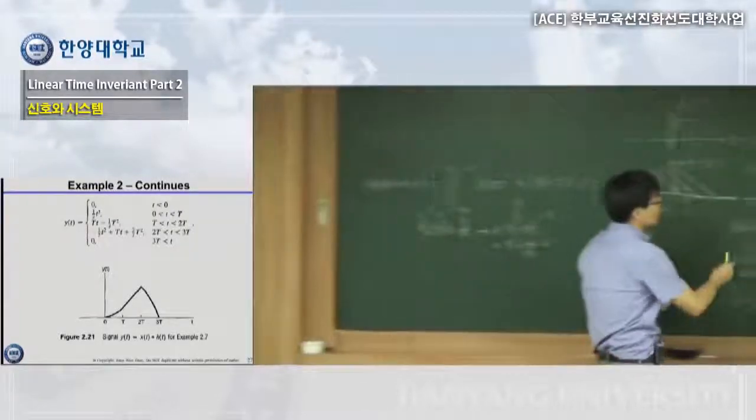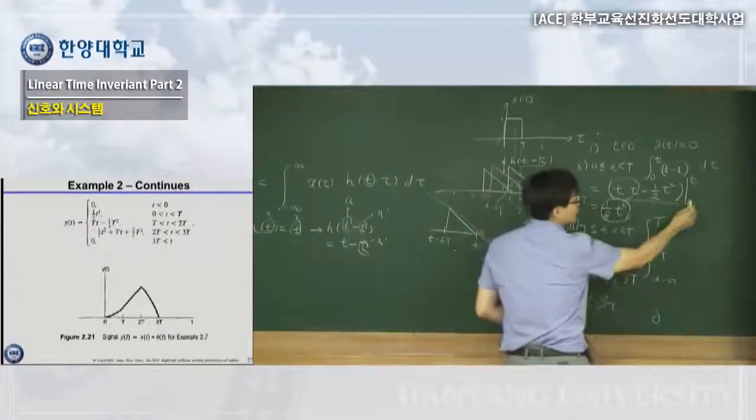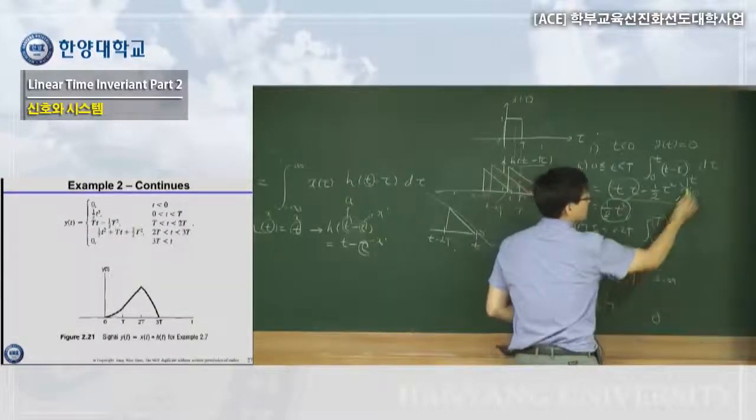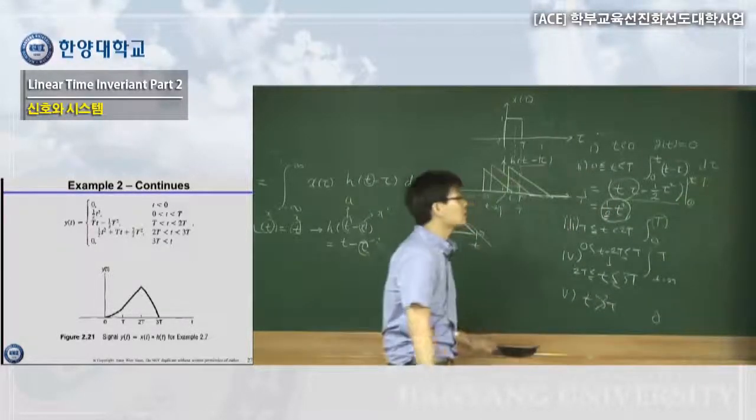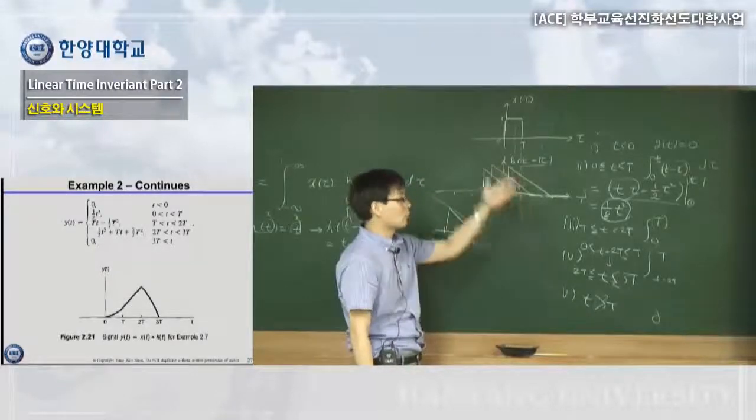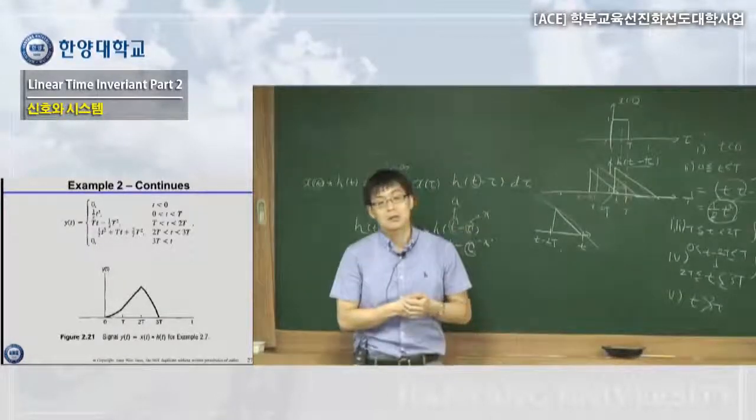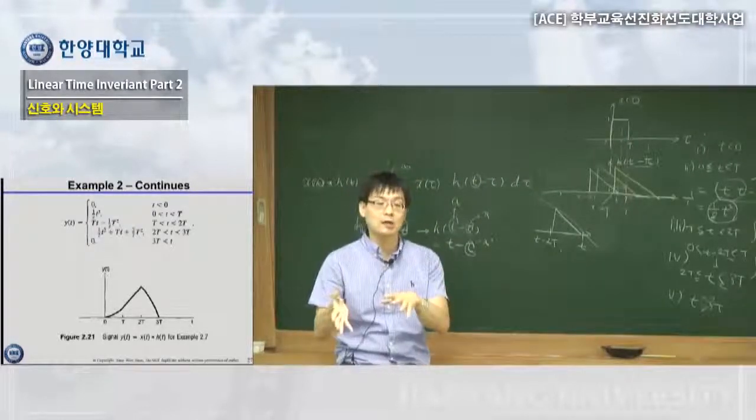As this integration will be the same, in here you change this to 0, you change this t to tau, to change this small t to t and integrate again. We do the same thing until you find the value. That's how we do it. So basically, both discrete time and continuous time do the same thing.